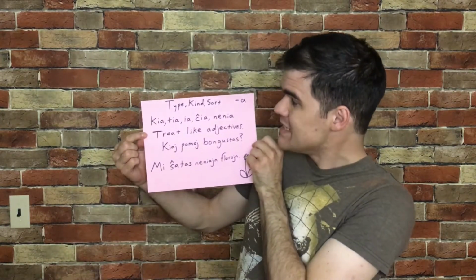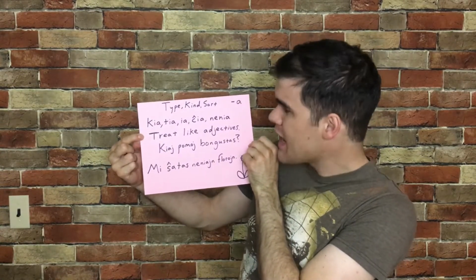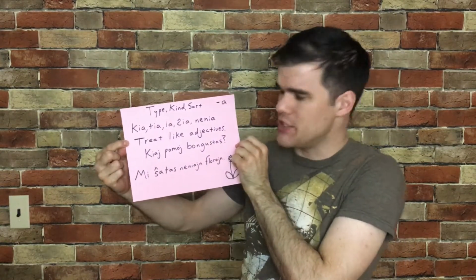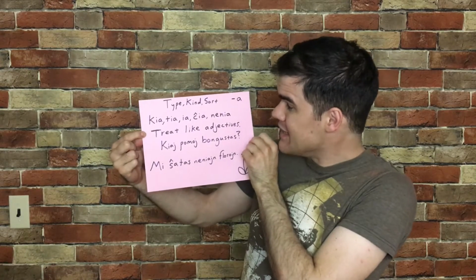Now let's blaze through these because there are a lot to cover. That's 50 possible words we're looking at here. A ending. Type, kind, sorts. Treat them like adjectives here. Kia, tia, ia, ĉia, nenia, and my personal favorite, ch-ch-ch-ĉia.